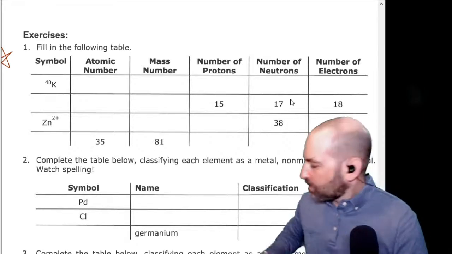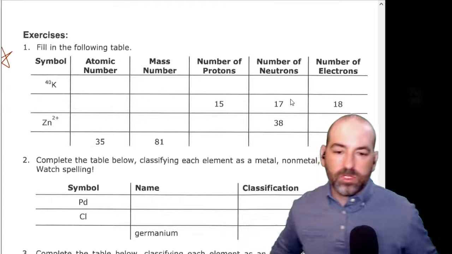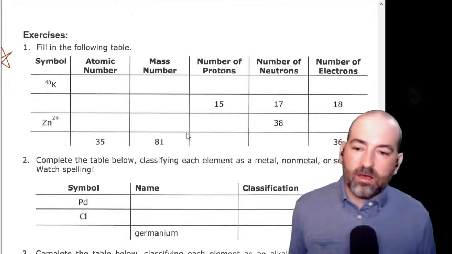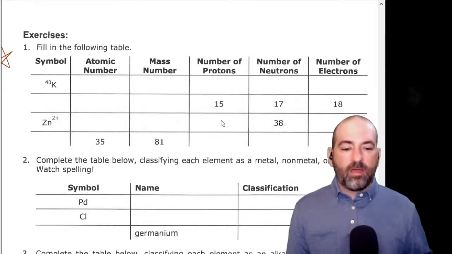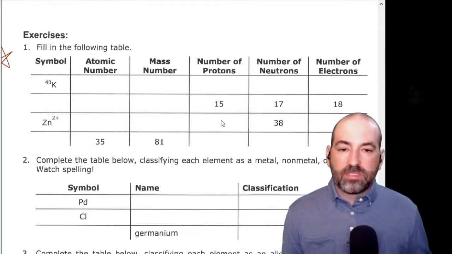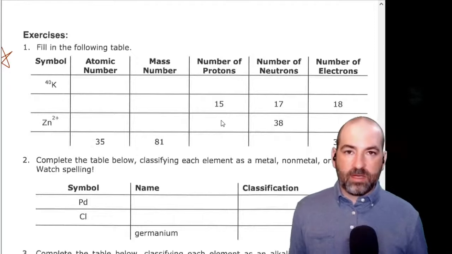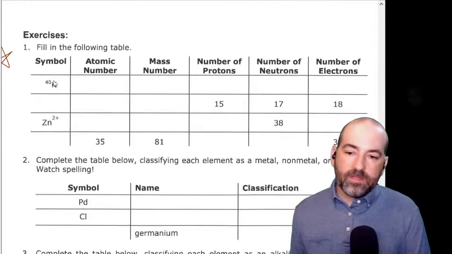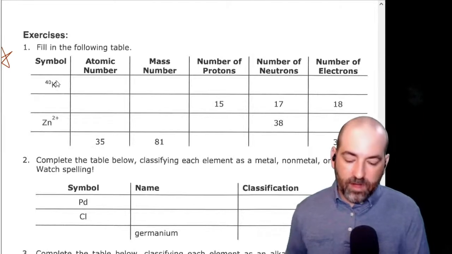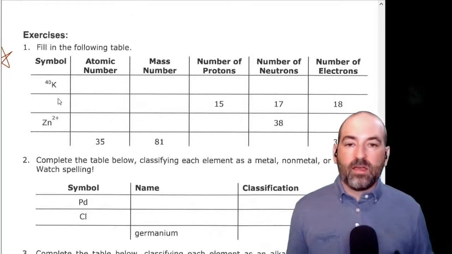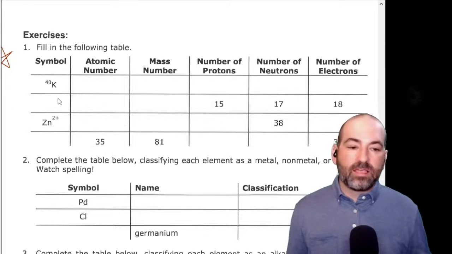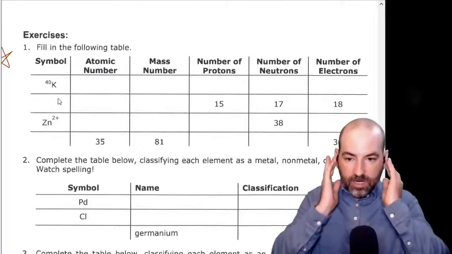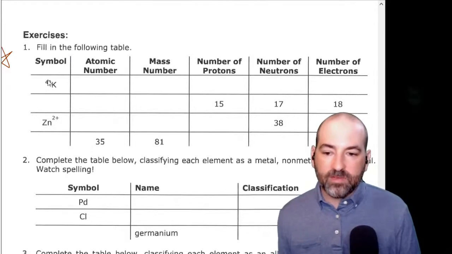All right. So the first one, we're just given a symbol, K, and 40 in the upper left-hand corner. And from the rest of this worksheet, we know that the symbol tells us the type of atom that it is, and we can look that up on the periodic table and get the atomic number. And we know that this little number in the upper left-hand corner is called the mass number, and that is a measure of the mass as given by counting the protons and neutrons. So the total number of protons and neutrons gives us that number.